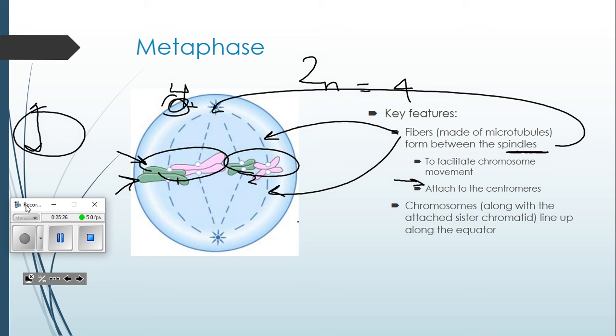Yes, Rody. Is this like the other 10%? Because you said interphase is 90%.